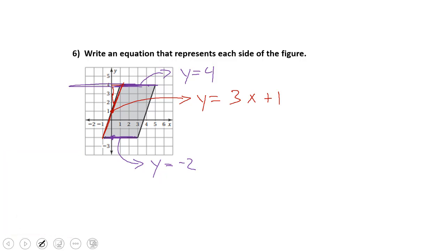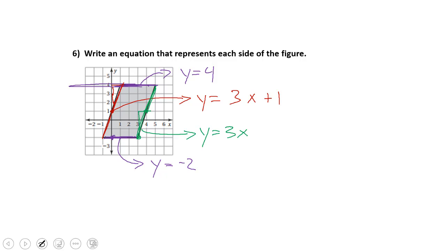Now I'm going to go to the next line right here. They look parallel, so it's possibly the same slope as the red line. Well, I'm going to verify that. I'm going to go to this point right here at the corner of the figure, count up 1, 2, 3, and over 1. And yes, I am right on the line. So I know that it has the same slope, and I know that it is parallel. But now I need to find the intercept.